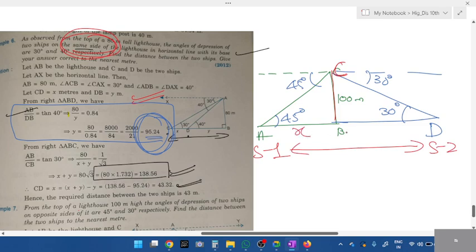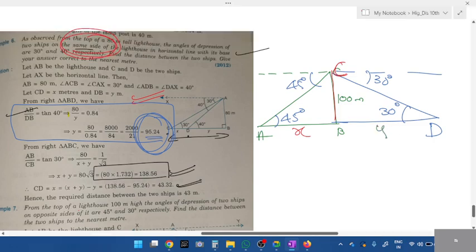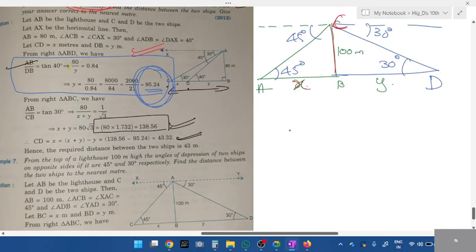Take A to B as X, B to D as Y. You can take it as Y because they are on opposite sides. Yes, you can take it as Y. Look at the diagram. Let's compare. Is it the same or different?